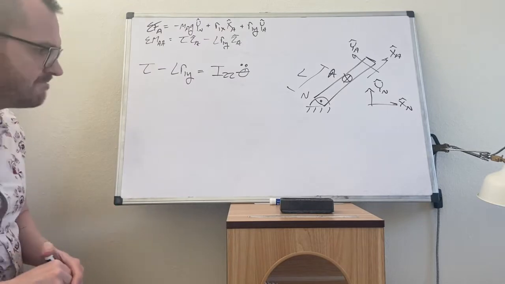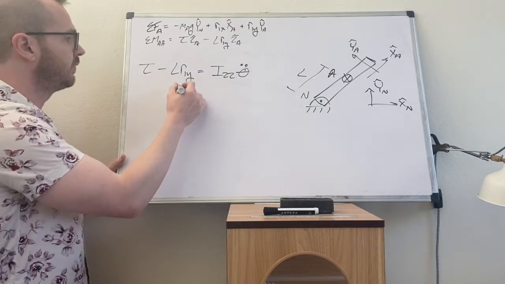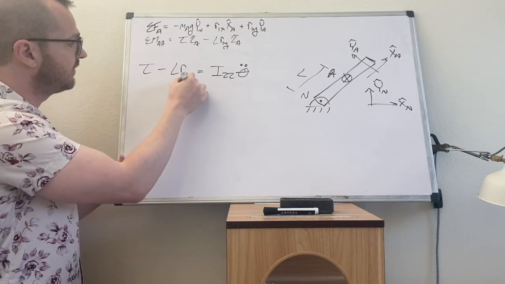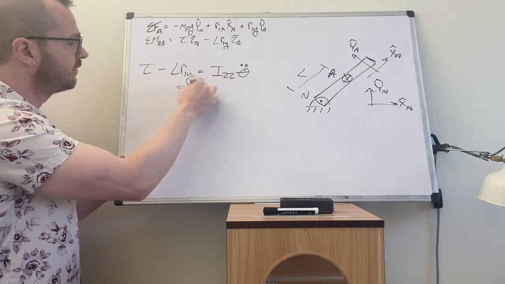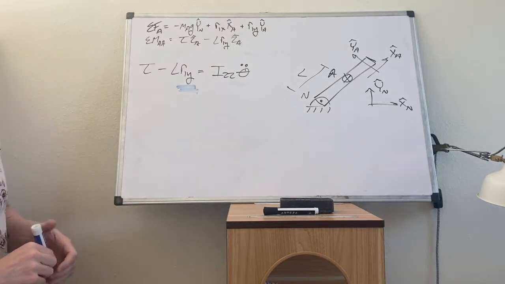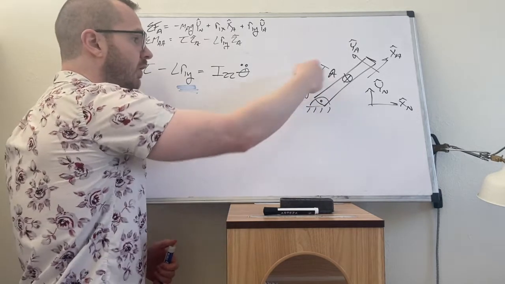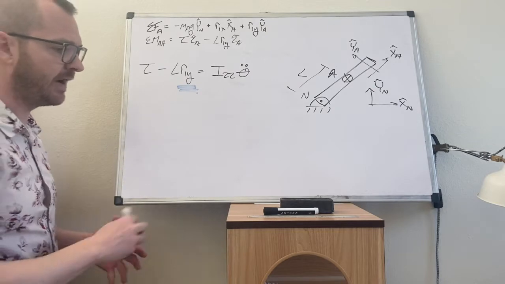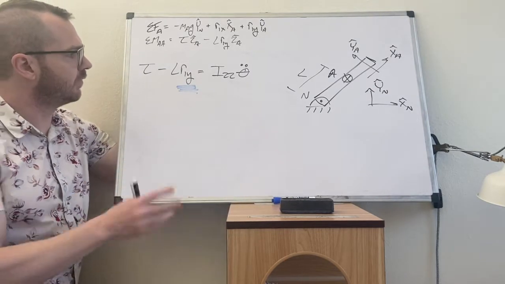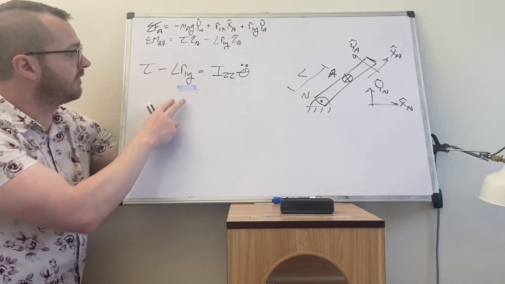Now, are we done? No, we're actually not done, because remember the final step when we mapped out our plan. The final step was we had to eliminate unknowns, and we don't know what R1Y is. In fact, R1Y is always changing. As this pendulum rotates, the instantaneous value of R1Y is always changing. So this equation is not complete. We have to find some way to get rid of the R1Y.